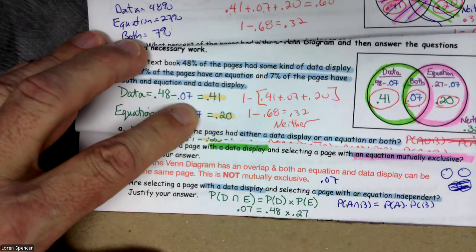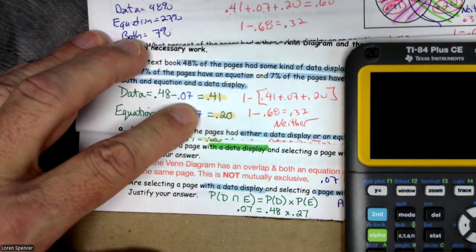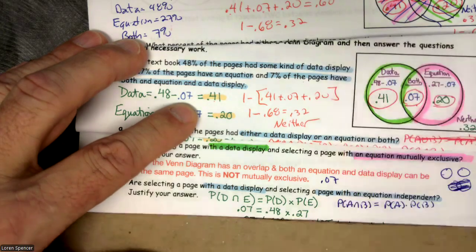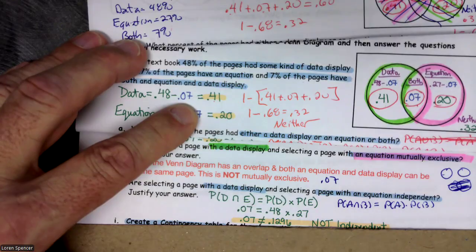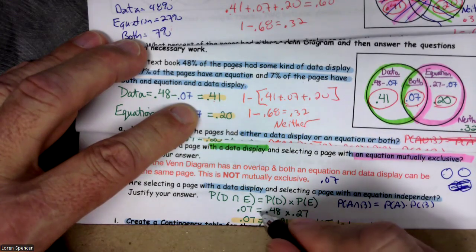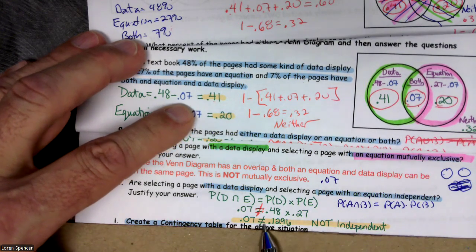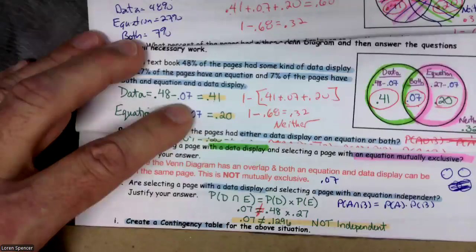So let's do that. When I take my calculator and go 0.48 times 0.27, I get 0.1296. So this is not a true statement. They have to be exactly the same. And since they're not the same, they are not independent.